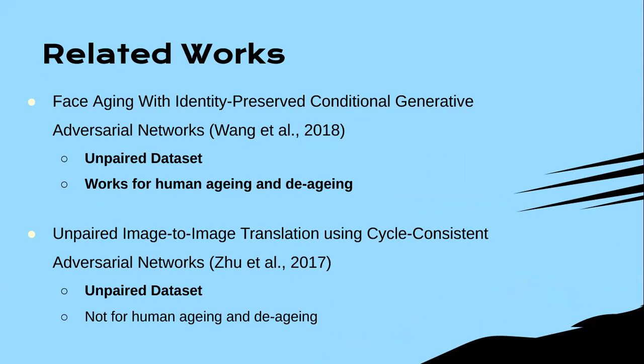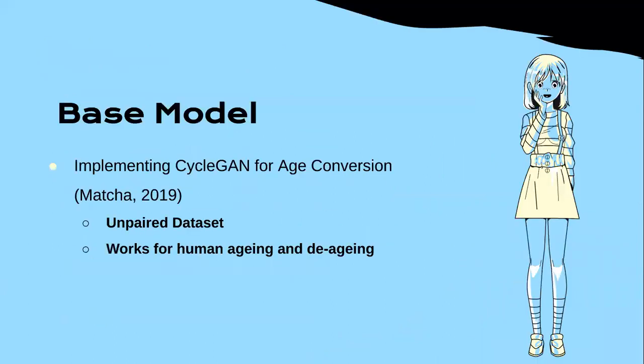However, it did not work for human aging and de-aging. Our main paper that we based our model on is Implementing CycleGAN for Age Conversion, which both worked on unpaired datasets and worked for human aging and de-aging, which is a similar problem to our domain.